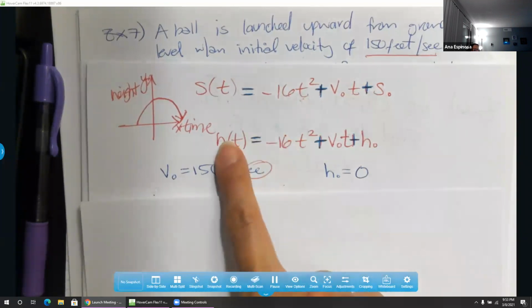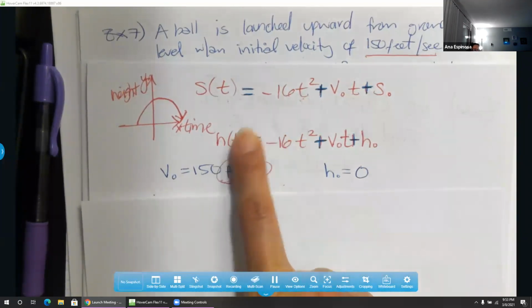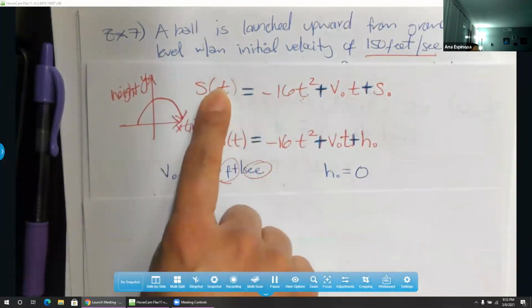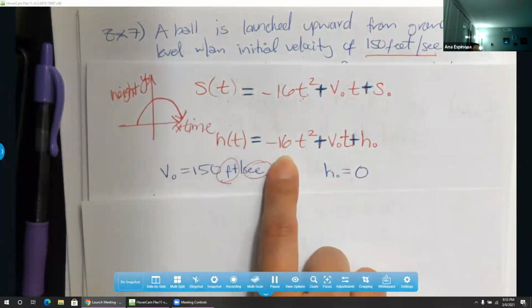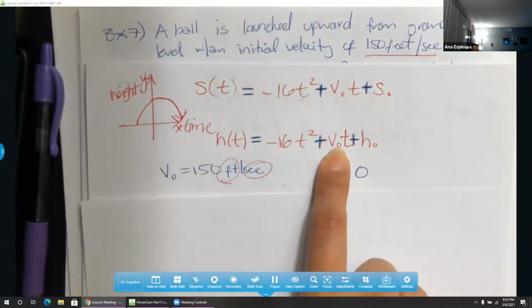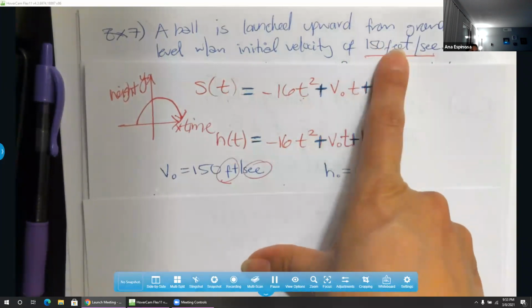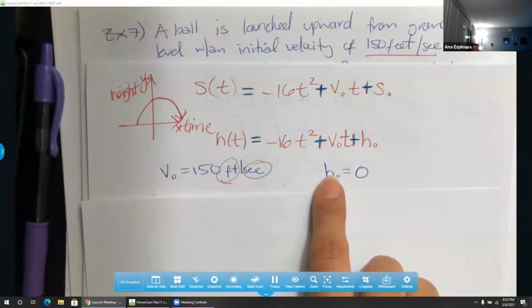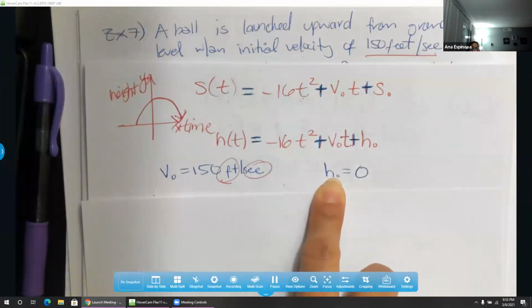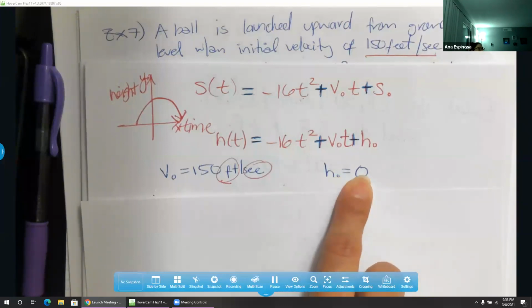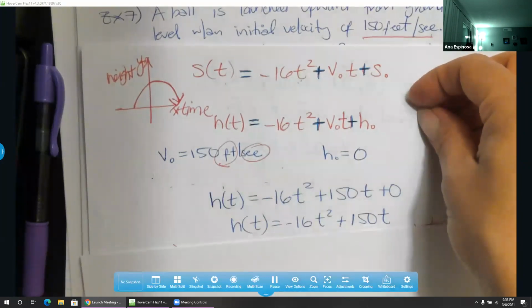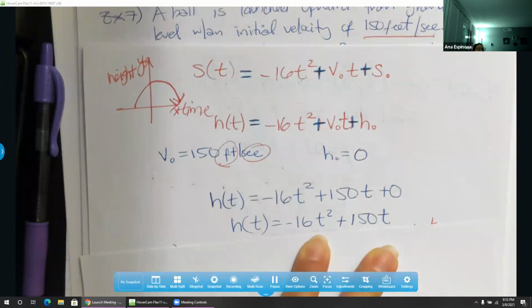This is part of the formula. I changed it to H just so you can understand that it's the height, but either equation is the same thing. Some books have an S, especially the physics books, and a lot of the algebra 2 books have height. Initial velocity is 150 feet per second. That is a velocity, so that gets replaced for V sub 0. The height sub 0, the initial height, because it's coming from the ground, it means it was at 0. There is no height because it's 0. Therefore, our equation should be the following. Okay, that should be our equation.